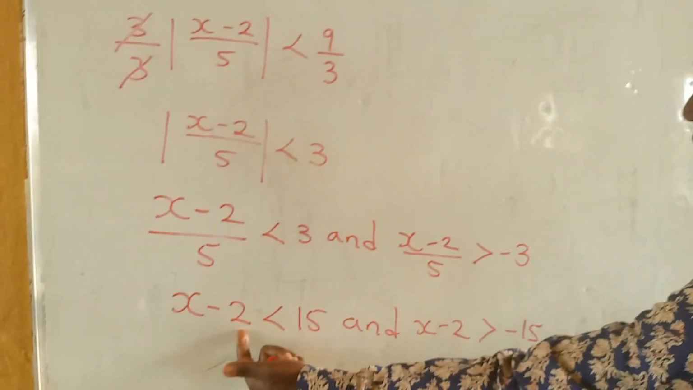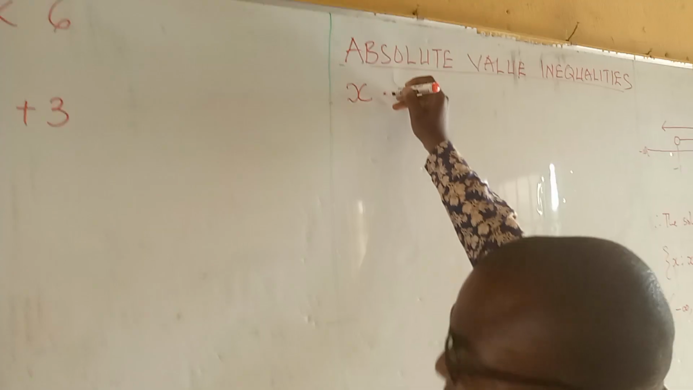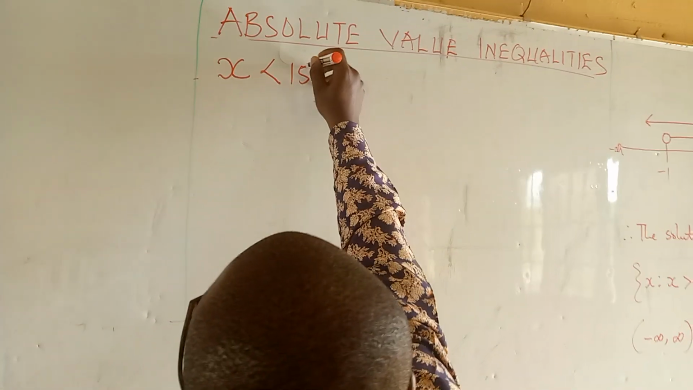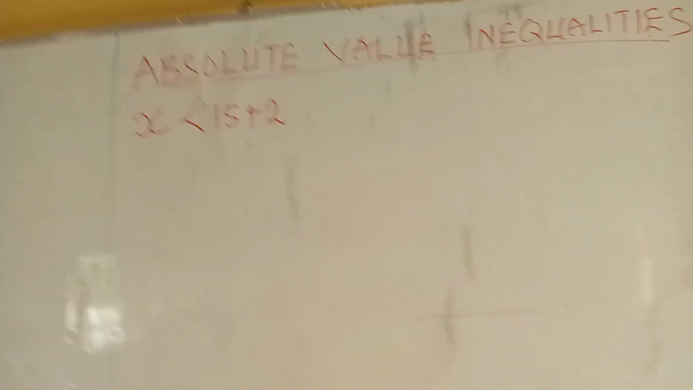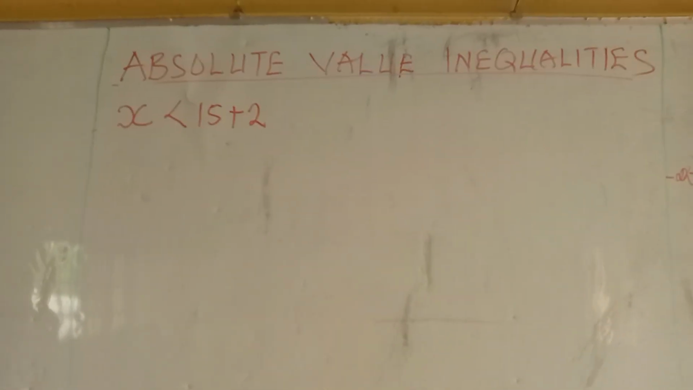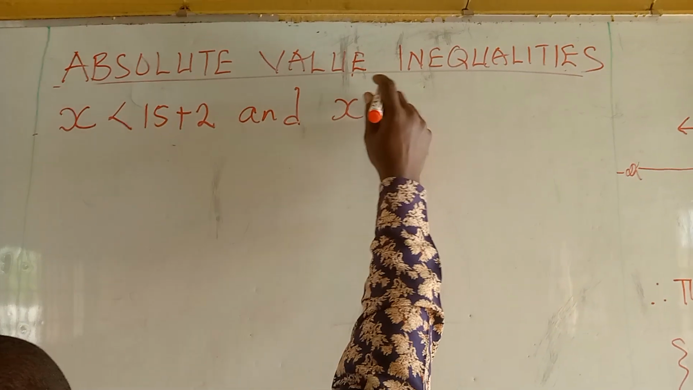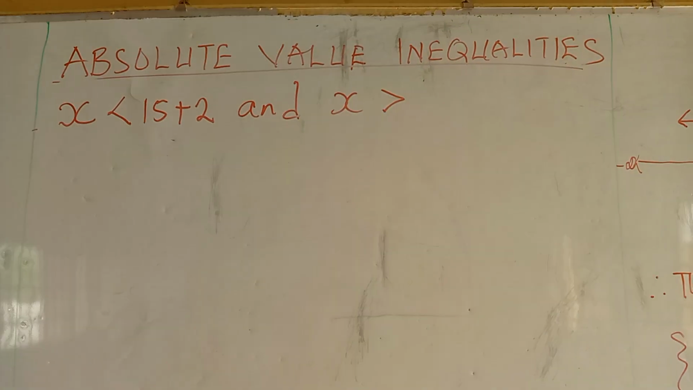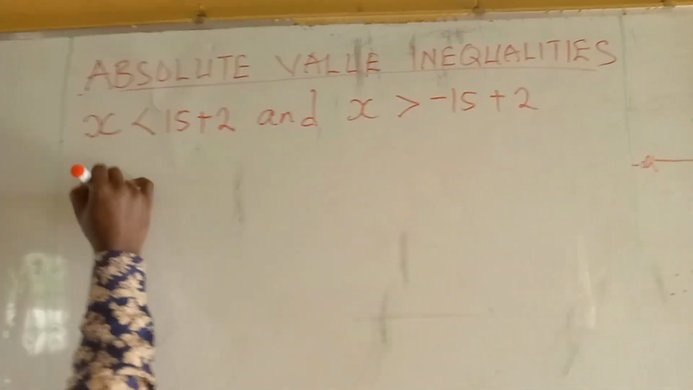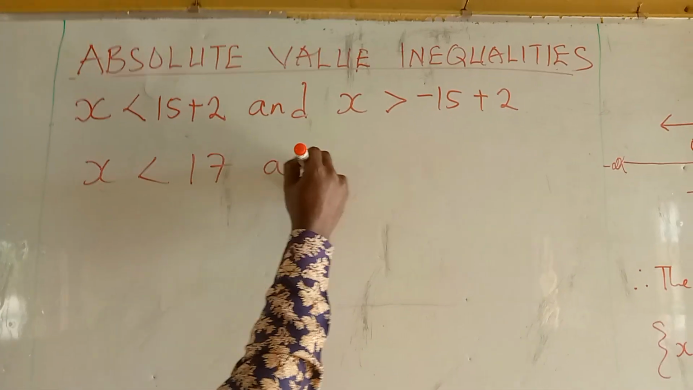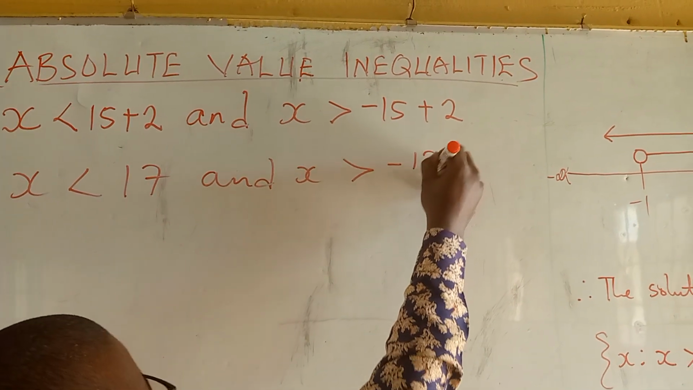Now, if we move negative 2 over to this side because we want x to stay alone, we'll have x is less than 15 plus 2. Because when negative 2 crosses over to this other side, it will become positive. And x is greater than minus 15, and negative 2 moves over to this side, it will become positive. And so x is less than 17 and x is greater than negative 18.